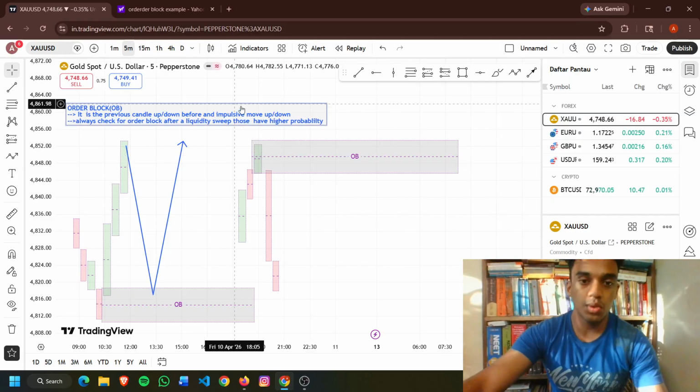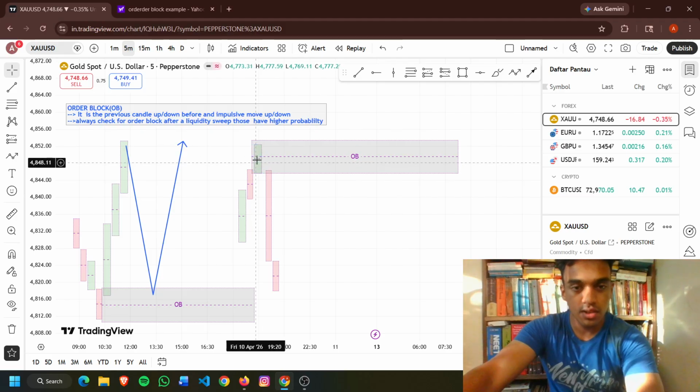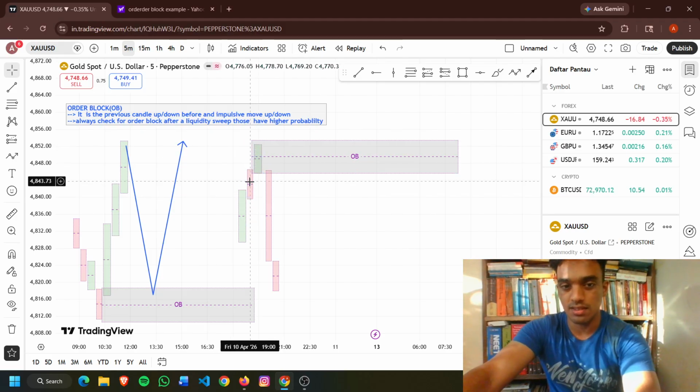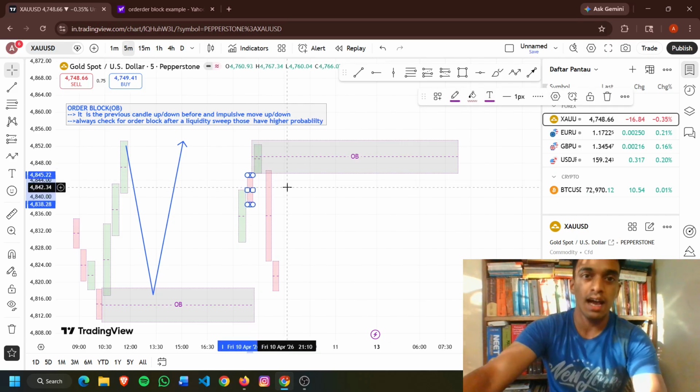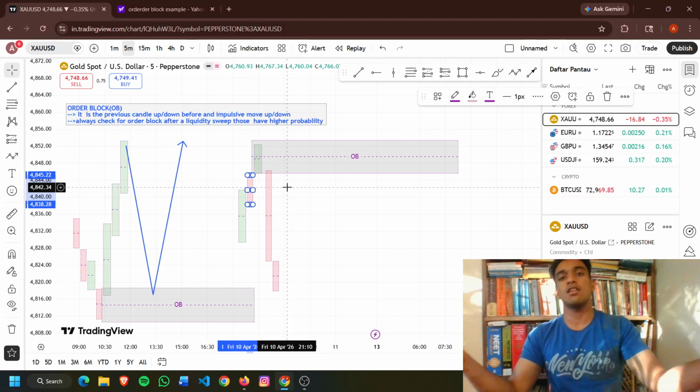Okay, guys, so this is the order block again. This was going up like this, and this was a down move, so do not care about that. You know how the market moves, right? At this point, I feel like every one of you can trade.